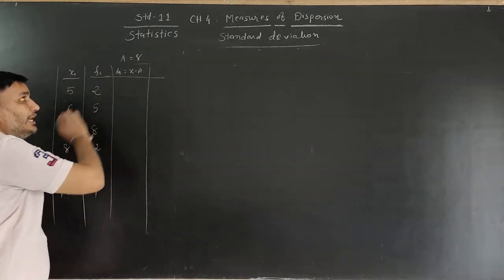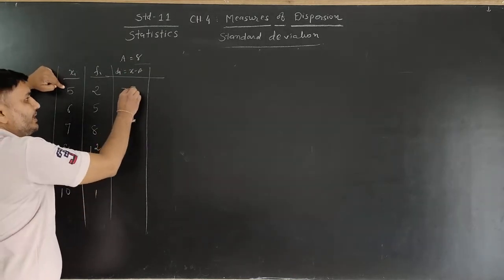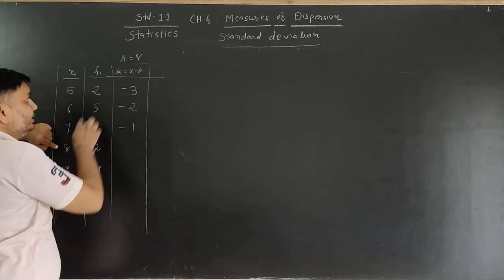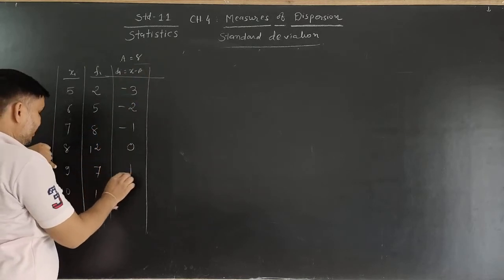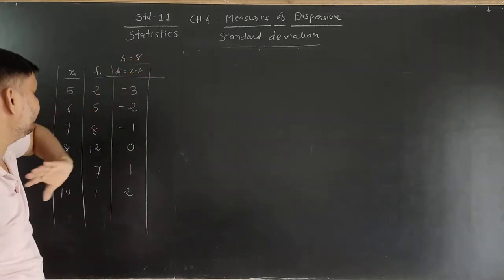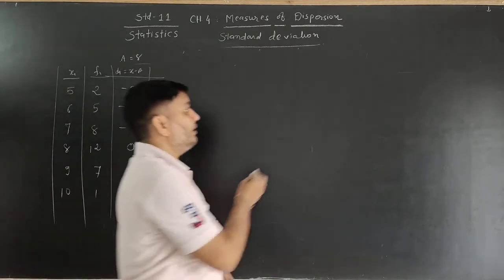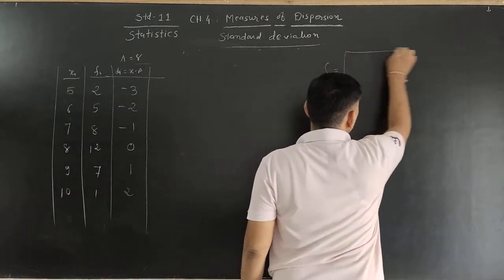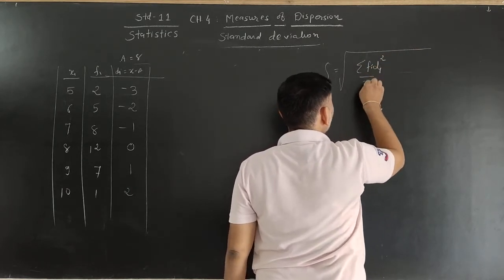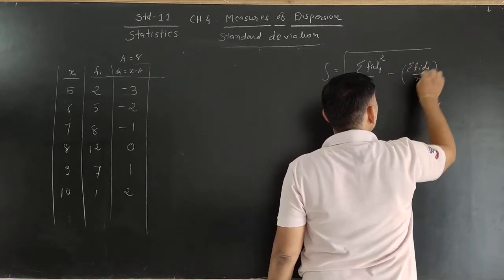Let's start. di is equal to xi minus a. x is 5, 5 minus 8, that's minus 3. 6 minus 8 is minus 2, 7 minus 8 is minus 1, 8 minus 8 is 0, then 9 minus 8 is 1, 10 minus 8 is 2. So now to find the standard deviation with the help of the shortcut method, first we need the formula: square root of summation fi di square divided by n minus summation fi di upon n, whole square.